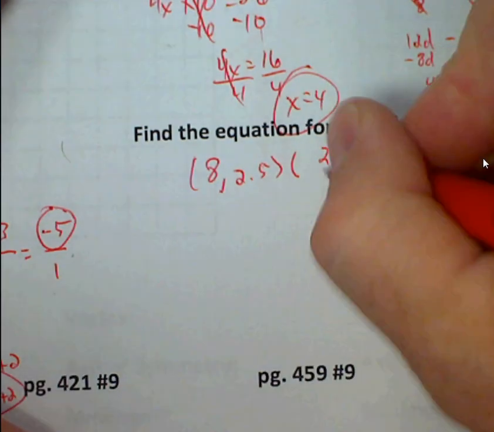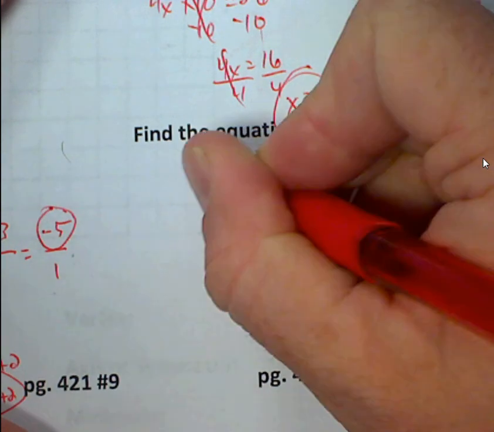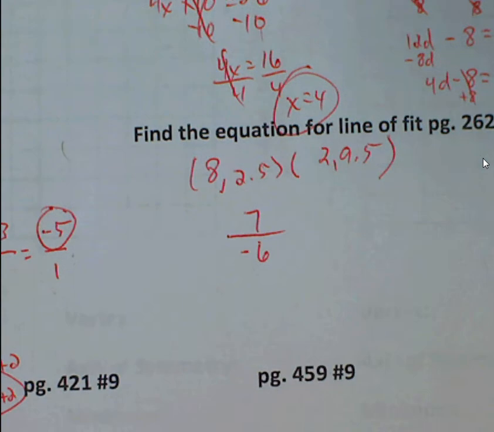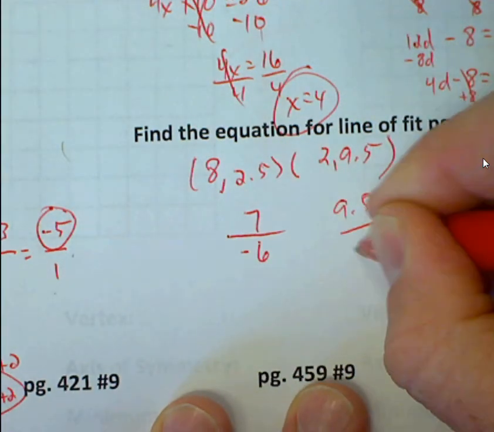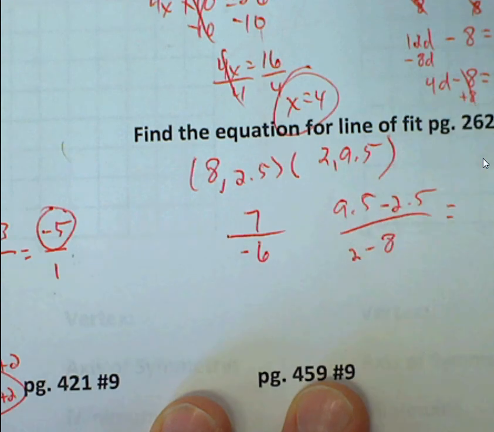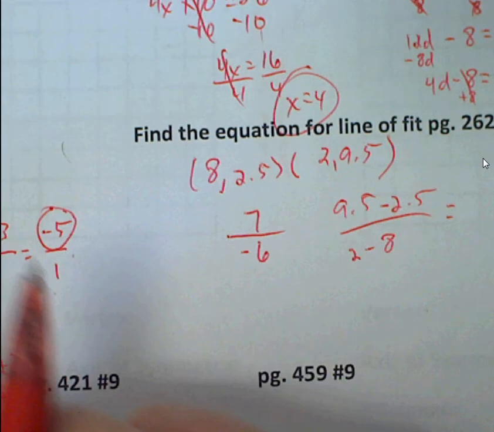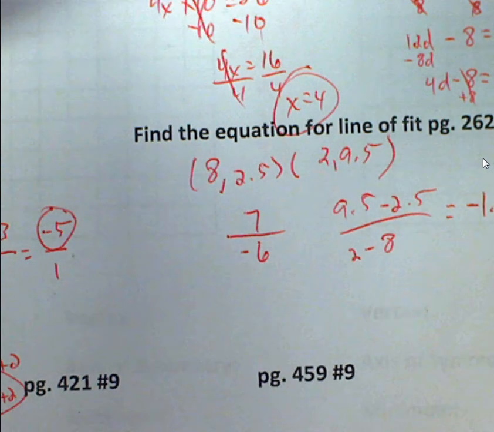9.5 minus 2.5 is 7. And then 2 minus 8 would be -6. So let me show you what I did. Sorry, 9.5 minus 2.5 over 2 minus 8. That gives me the 7 over -6. So if I have 7 divided by -6, that gives me -1.16 repeating.